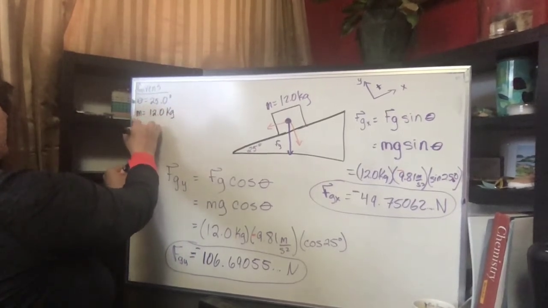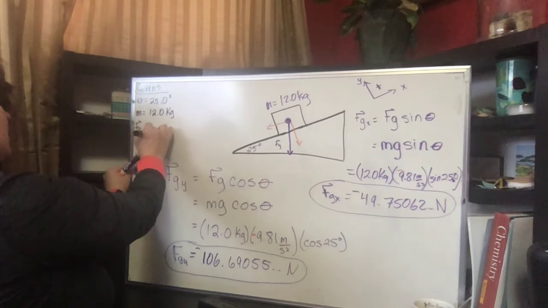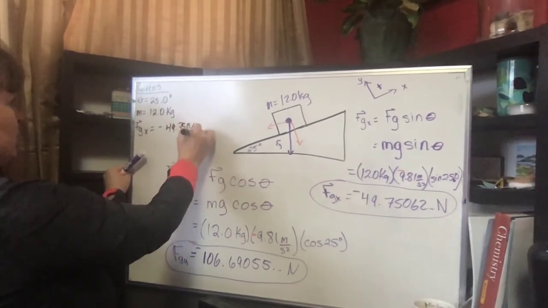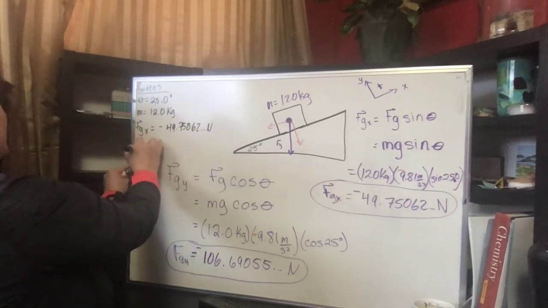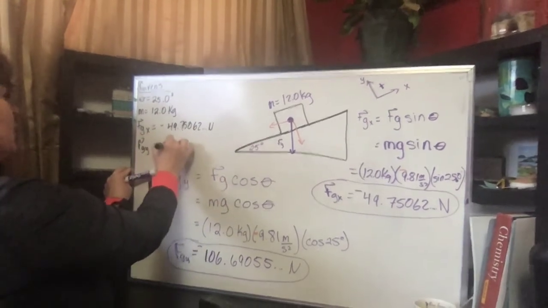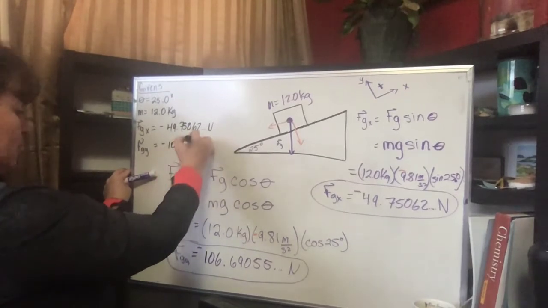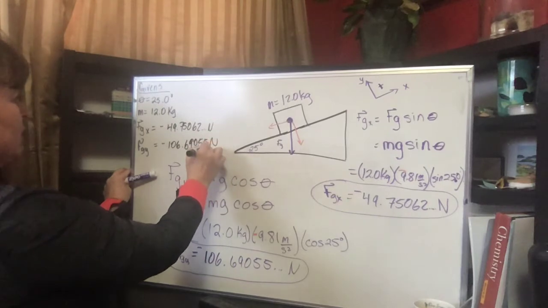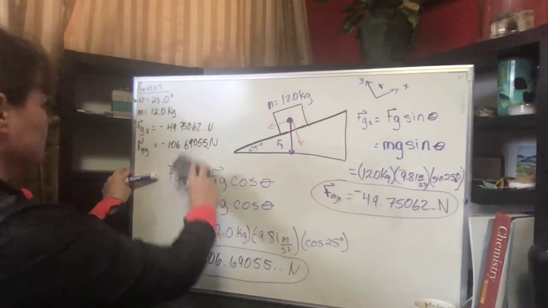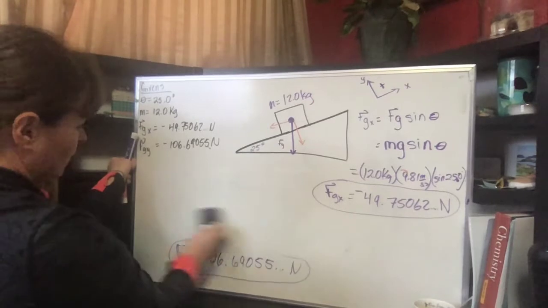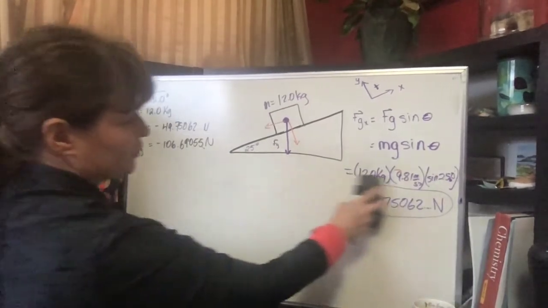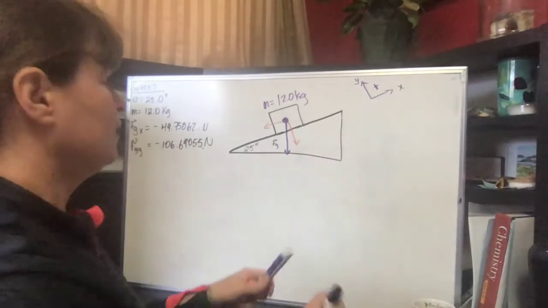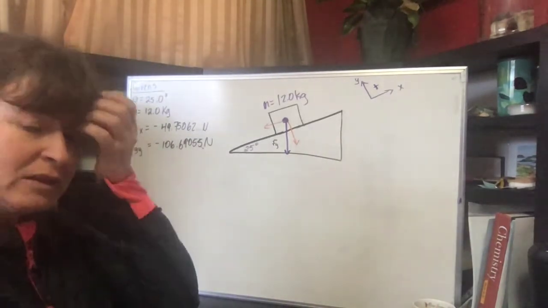And I've got my force of gravity in the x dimension, 49.75062, yada yada yada newtons, and my FG of y of 106.69055 newtons, yada yada yada. Those are rounded values, so when you're doing your own calculations, make sure you keep all of those values in your calculator. So that's just analyzing force of gravity sitting on a slope.